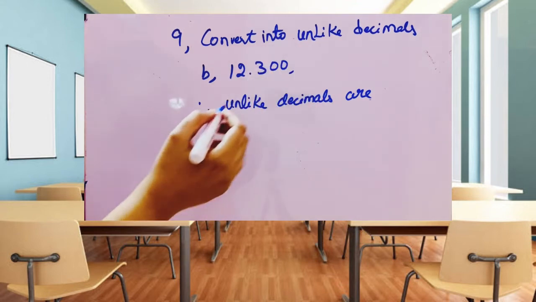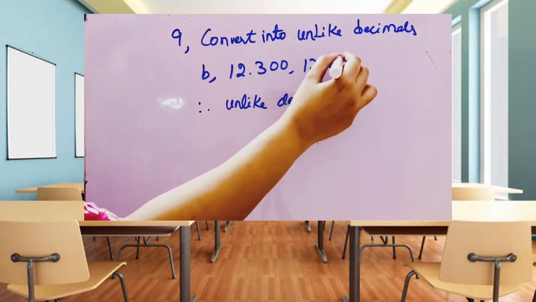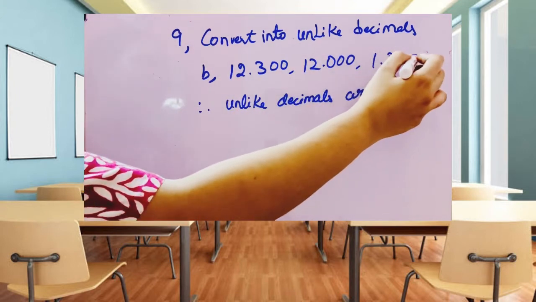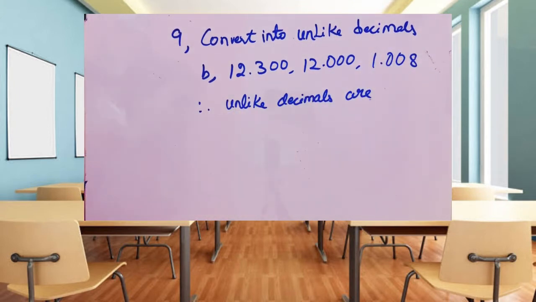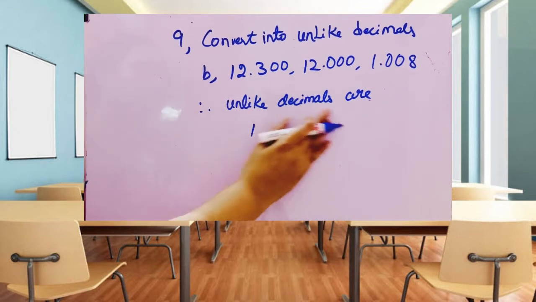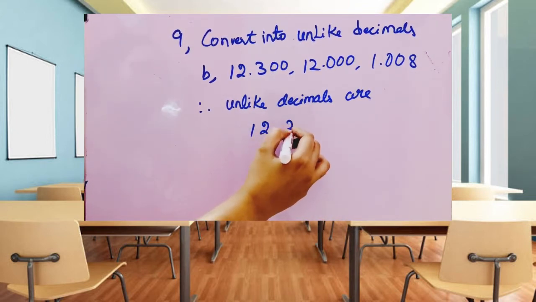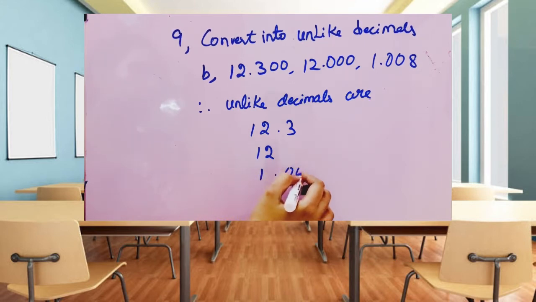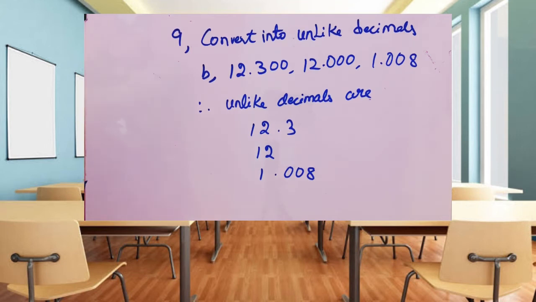12.300, 12.000, 1.008. Okay, now in the first number we can remove the 2 zeros, so that we can write it as 12.3, 12, 1.008. Okay, now they are in unlike decimal pattern. Now we are going to see the C sum.